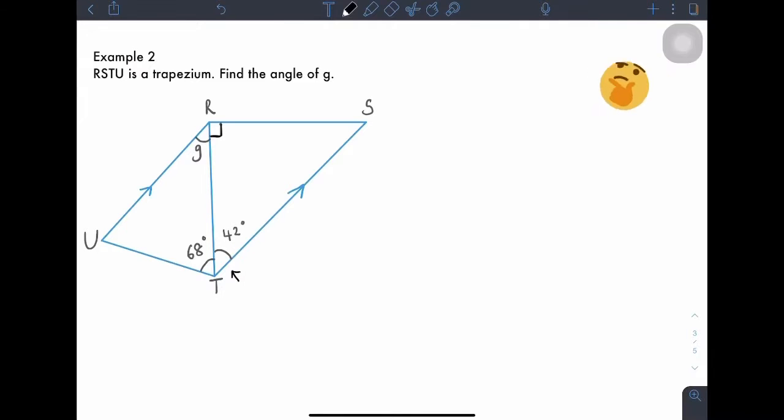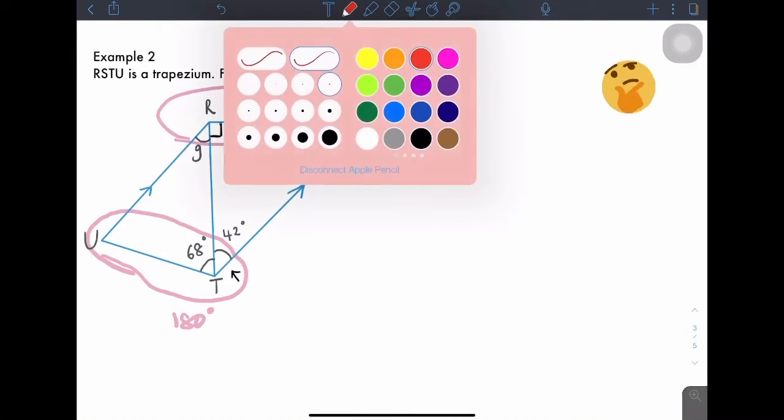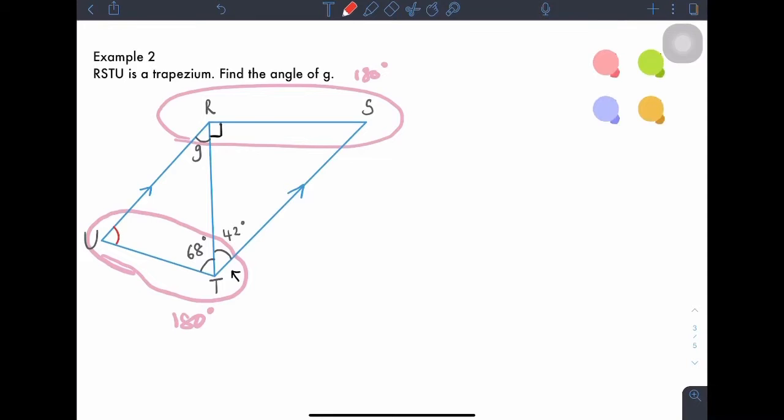Now RSTU is a trapezium, so the properties of a trapezium say that when you add this angle and this one, you will get 180, as well as this angle here. When you add them, you will get 180. These are the properties of the trapezium that you need to know. Once you know about it, first step, let us find the angle of U first.